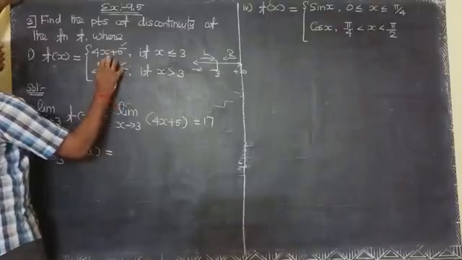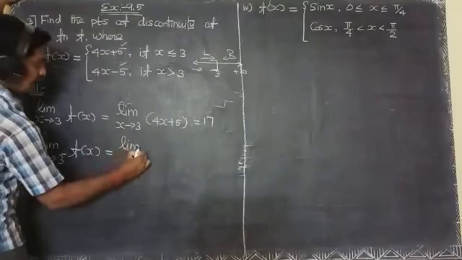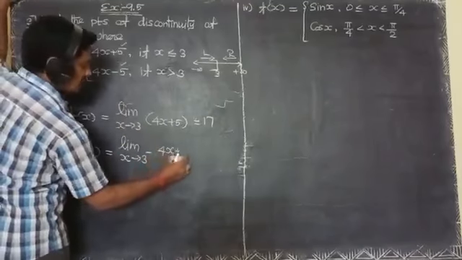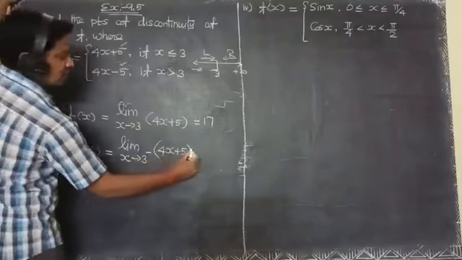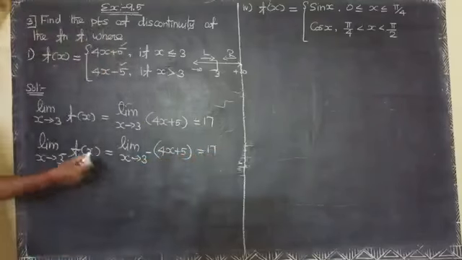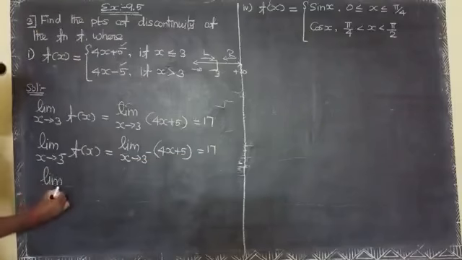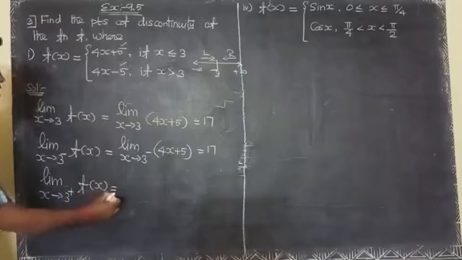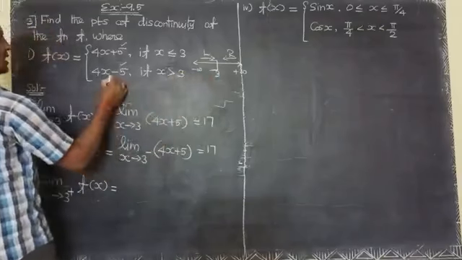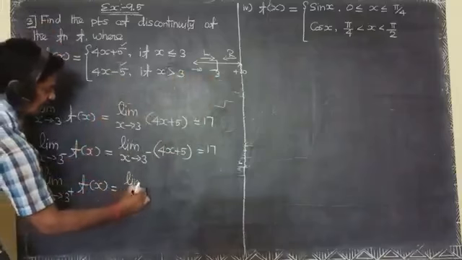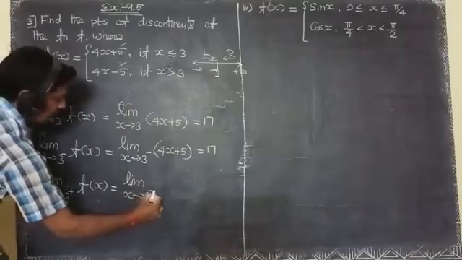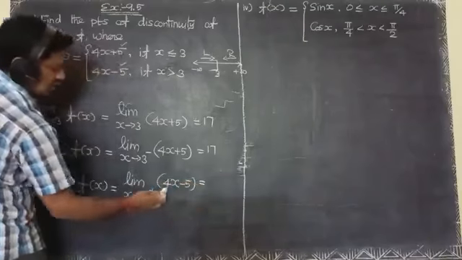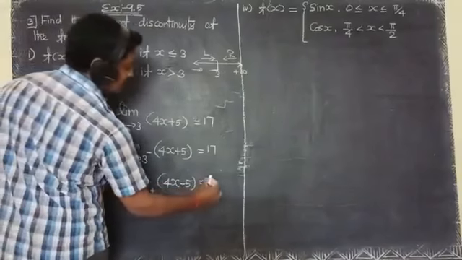Left approach means using this function, that is limit x approaches 3 minus, the function is 4x plus 5. Replace x equal to 3 into the function, simplified, we get the result 17. To find the right-hand limit, limit x approaches 3 plus f of x, right means using this function 4x minus 5, that is limit x approaches 3 plus, the function is 4x minus 5. Here replace x equal to 3, 4 into 3 is 12, 12 minus 5 is 7.